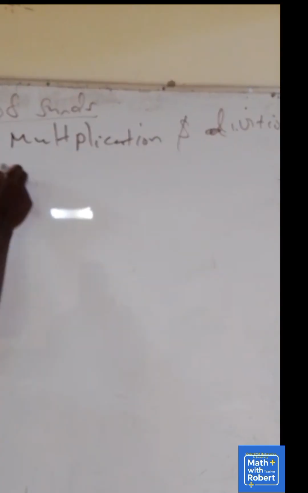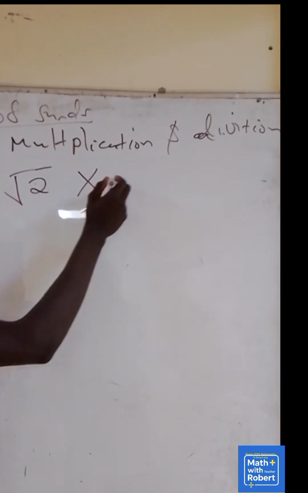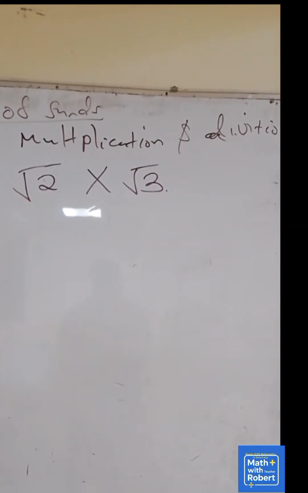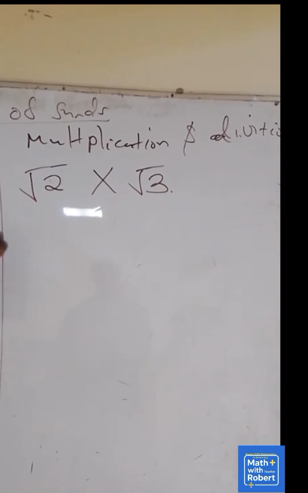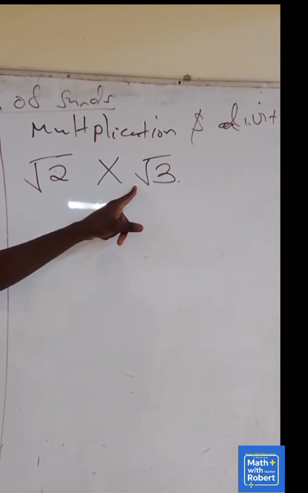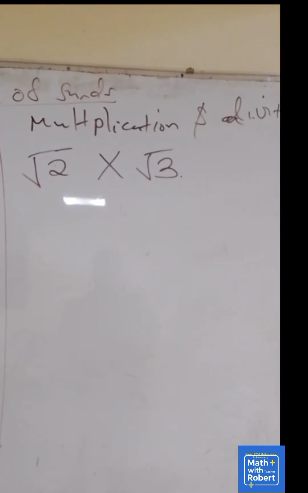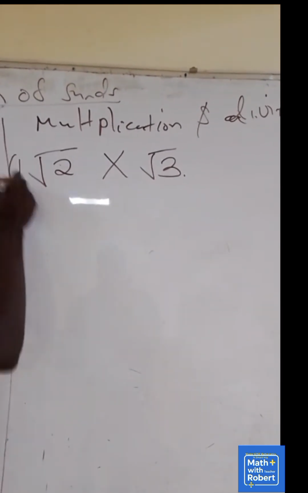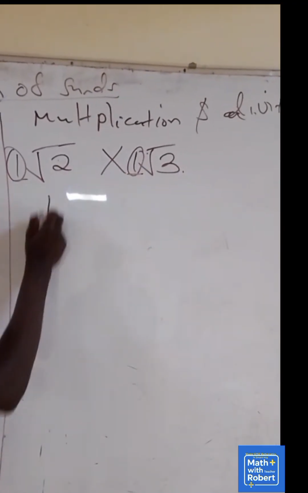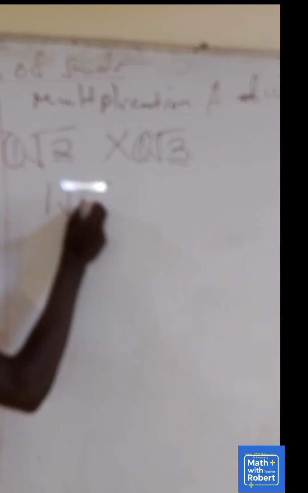So in multiplication, if we have Surd 2 multiplied by Surd 3, we multiply the numbers outside the surds alone, then the numbers inside the surds alone. So here we have 1, and also here we have 1. So we'll say 1 times 1 is 1. Then 2 times 3 is Surd 6.